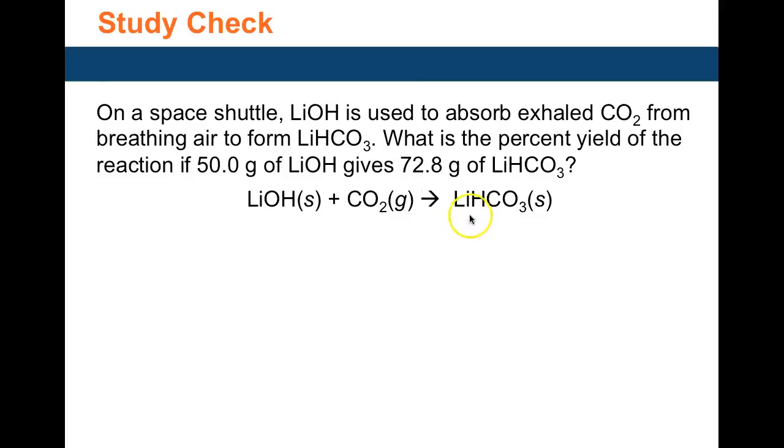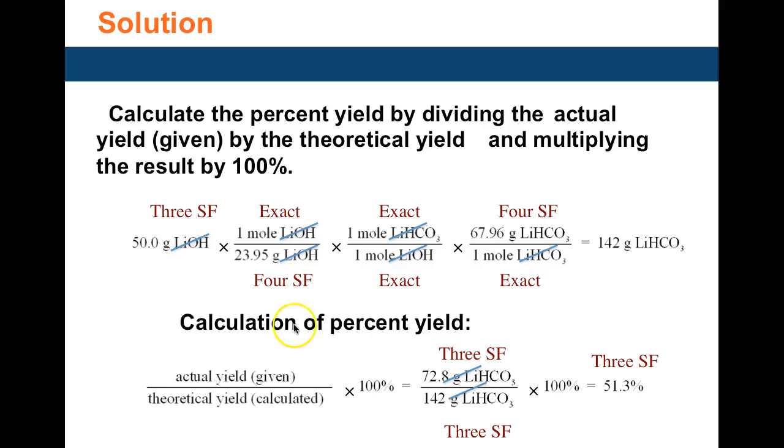So then once you have that, that's the theoretical yield. And this is the actual. So 72.8 actual divided by whatever you get, the theoretical yield, times 100 gives you the percent yield. So you've converted into moles of lithium hydroxide and then moles of lithium hydrogen carbonate times the molar mass of lithium hydrogen carbonate. So 142 grams of lithium hydrogen carbonate could be produced in theory from 50 grams of lithium hydroxide. But the actual amount that was produced was 72.8 grams. So actual by theoretical times 100. So 51.3% is the percent yield.